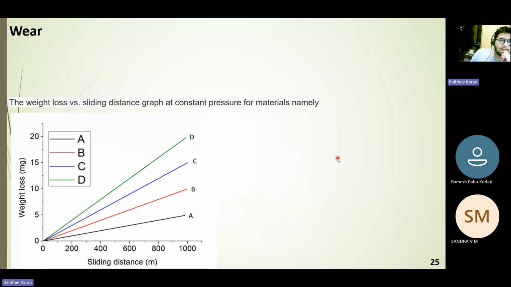What is wear? For example, ball bearings in a motor need to be changed on a regular basis, like every year or two, because wear happens to those materials due to friction. With regular use, the materials get worn out. That is known as wear.